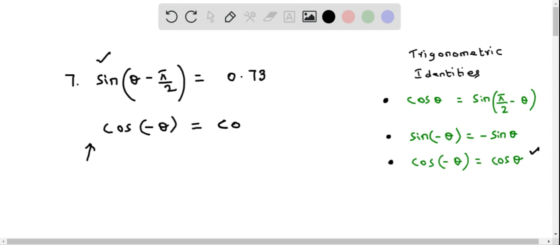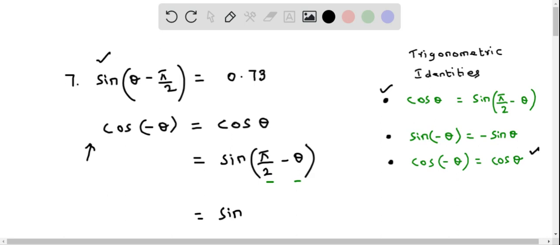So first I write this as cosine of theta, and this equals, I can now write this cosine theta as sine of pi by 2 minus theta. So in the next step, I write this as sine of pi by 2 minus theta. Now I'm going to factor negative from these two terms. I put this bracket, and I'm going to factor negative from these two terms.